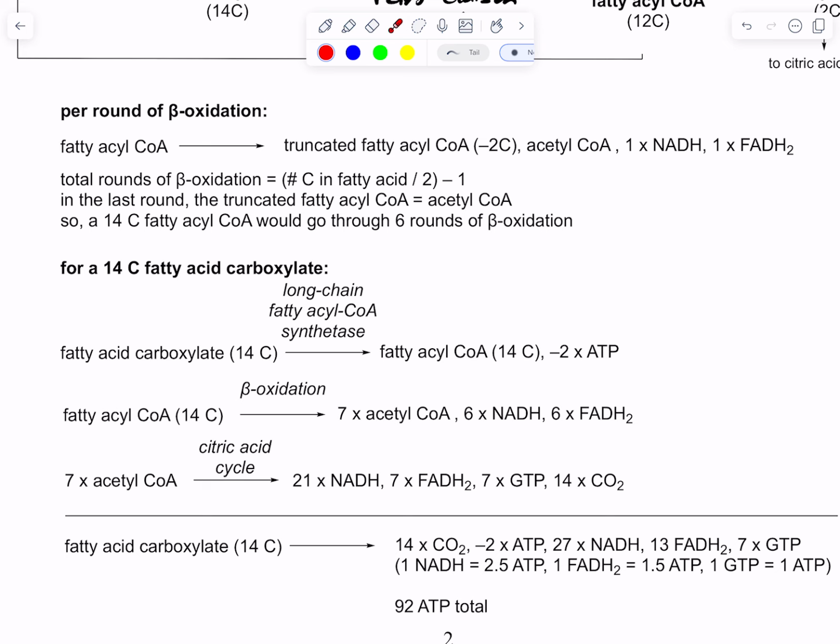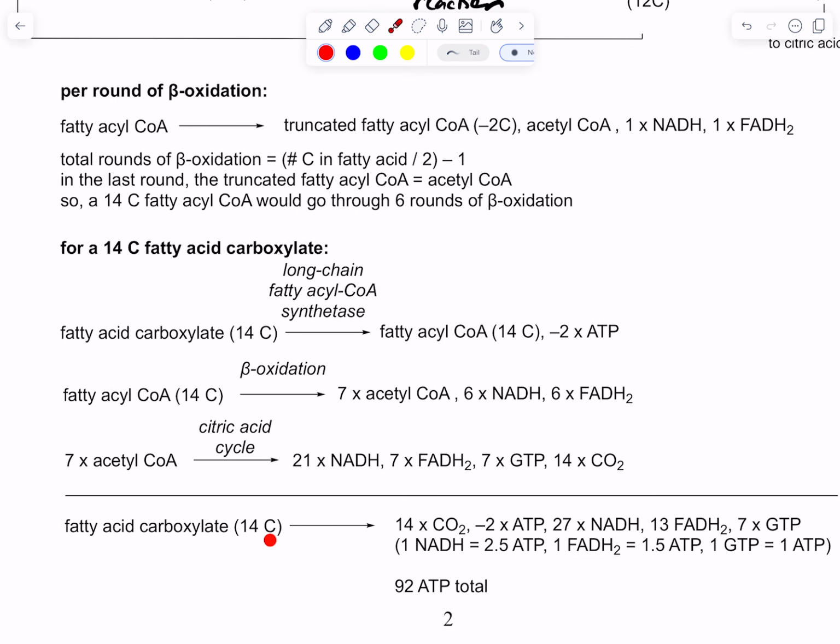Then we need to take each of those 7 acetyl CoAs to the citric acid cycle. So here's where you've got to look up exactly what the yield from the citric acid cycle is. It's per acetyl CoA, it's 3 NADHs, 1 FADH2, and 1 GTP. So I just scaled those numbers up for 7 acetyl CoAs. So add it all up, 1 14 carbon fatty acid carboxylate gives you 14 CO2s, negative 2 ATPs, 27 NADHs, 13 FADH2s, and 7 GTPs.